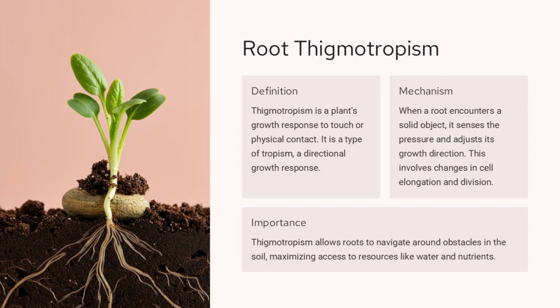Root thigmotropism is a plant's growth response to touch or physical contact, a type of directional growth called tropism. When a root encounters a solid object, it senses the pressure and adjusts its growth direction through changes in cell elongation and division. This ability to navigate around obstacles in the soil helps the roots maximize access to important resources like water and nutrients. The image shows a close-up view of an Arabidopsis root growing around a small rock in the soil, illustrating this thigmotropic response.